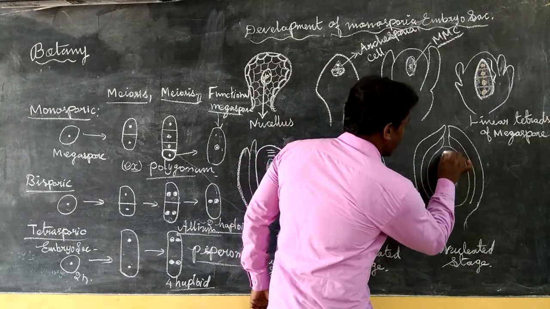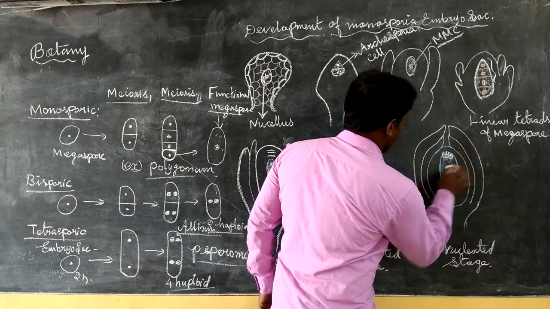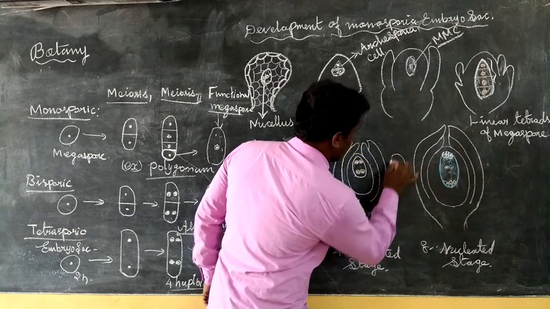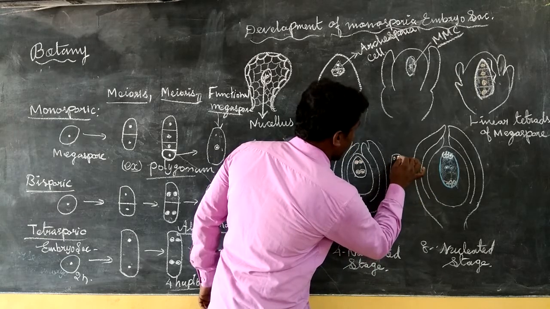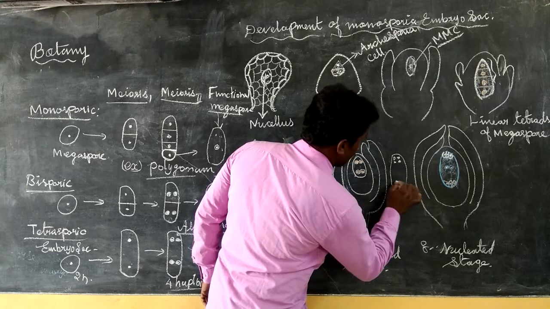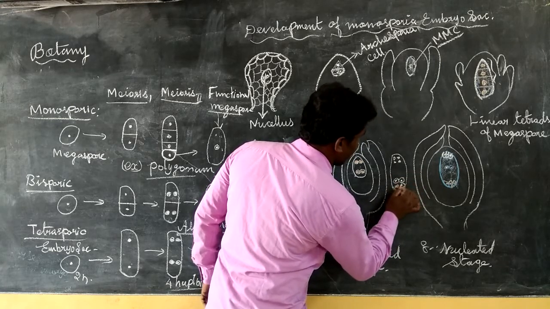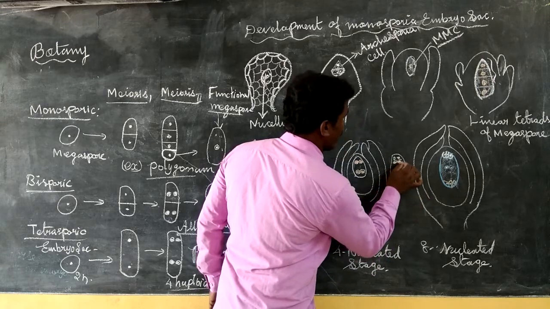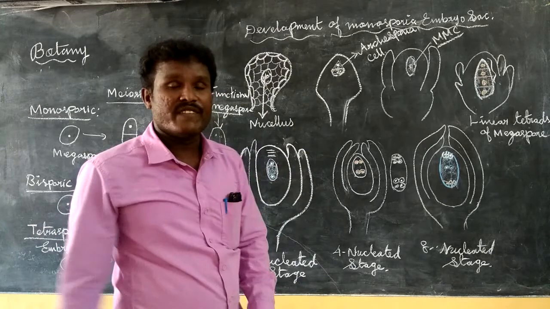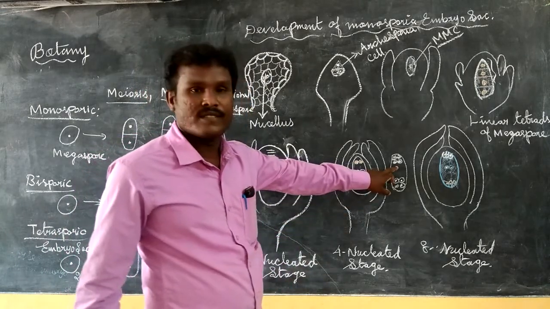So here you could see 8 nuclei will be there. This is the embryo sac where we have 1, 2, 3, 4, and here 1, 2, 3, 4. Okay. So 8 nuclei are formed now after the mitotic division, where cytokinesis does not take place.